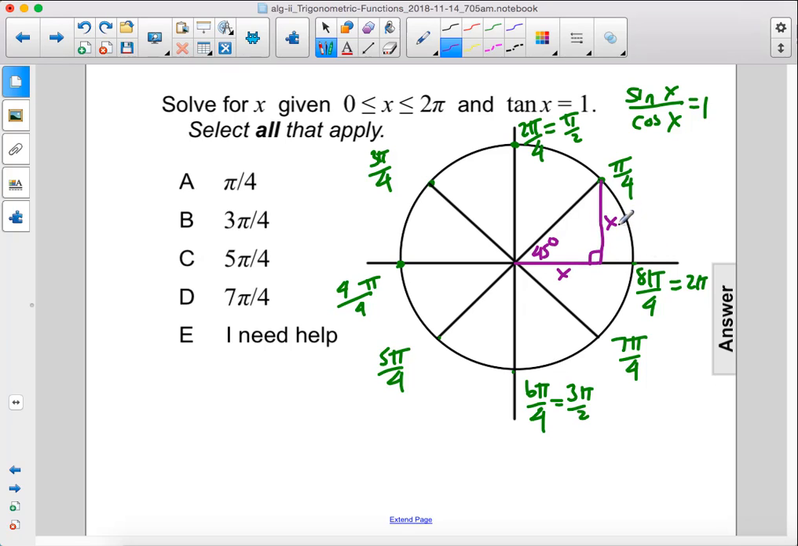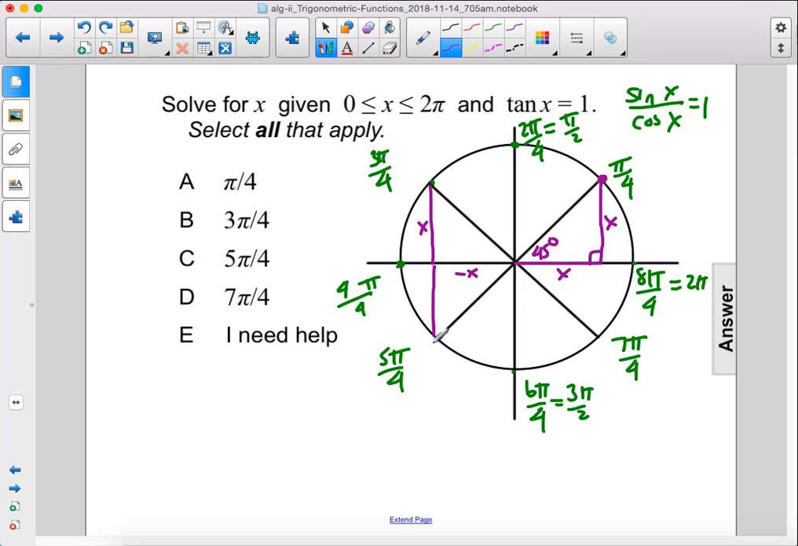So where on this circle is this true? Well, that would be true right here. Over here, it's not going to be true because this is going to be x and negative x. So that would be negative 1, not positive 1.